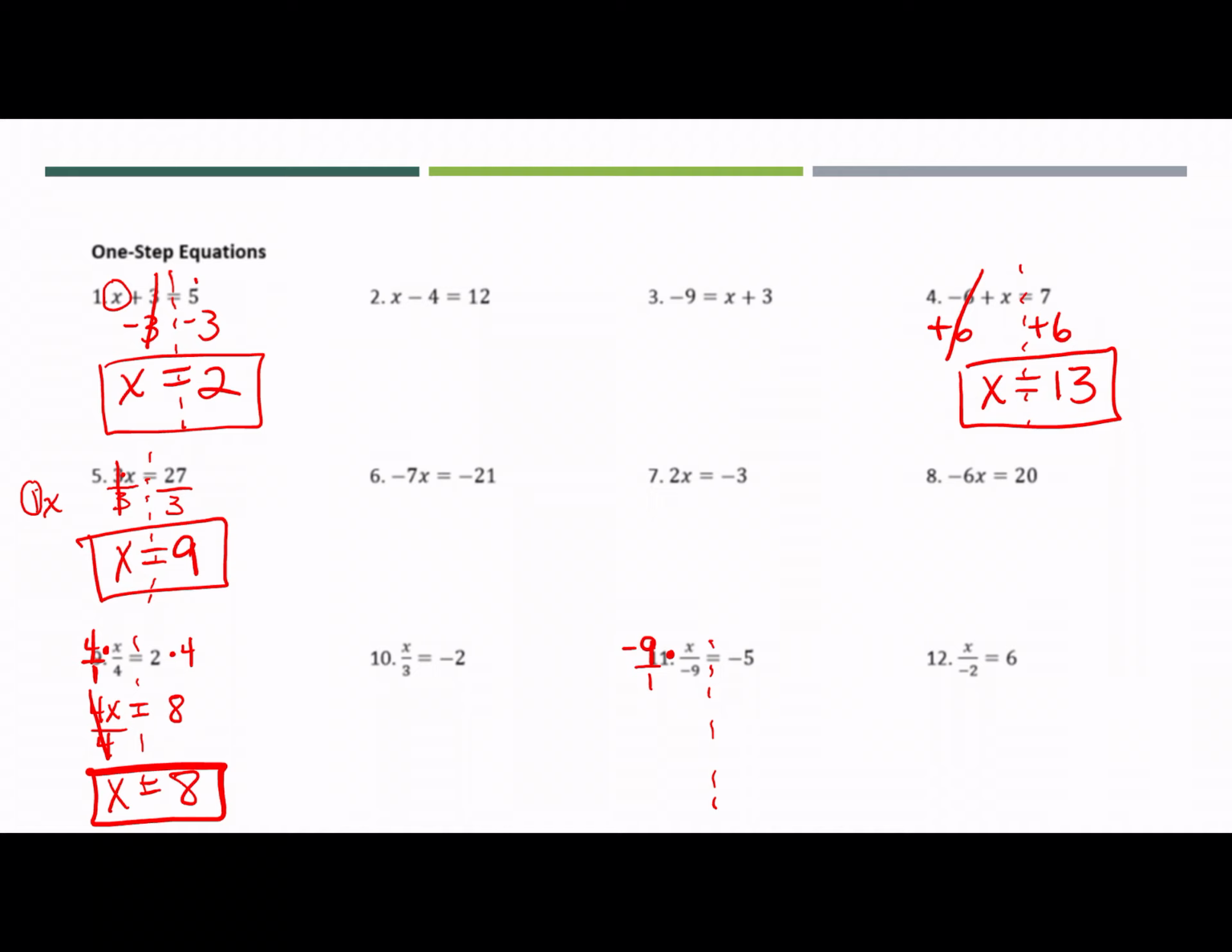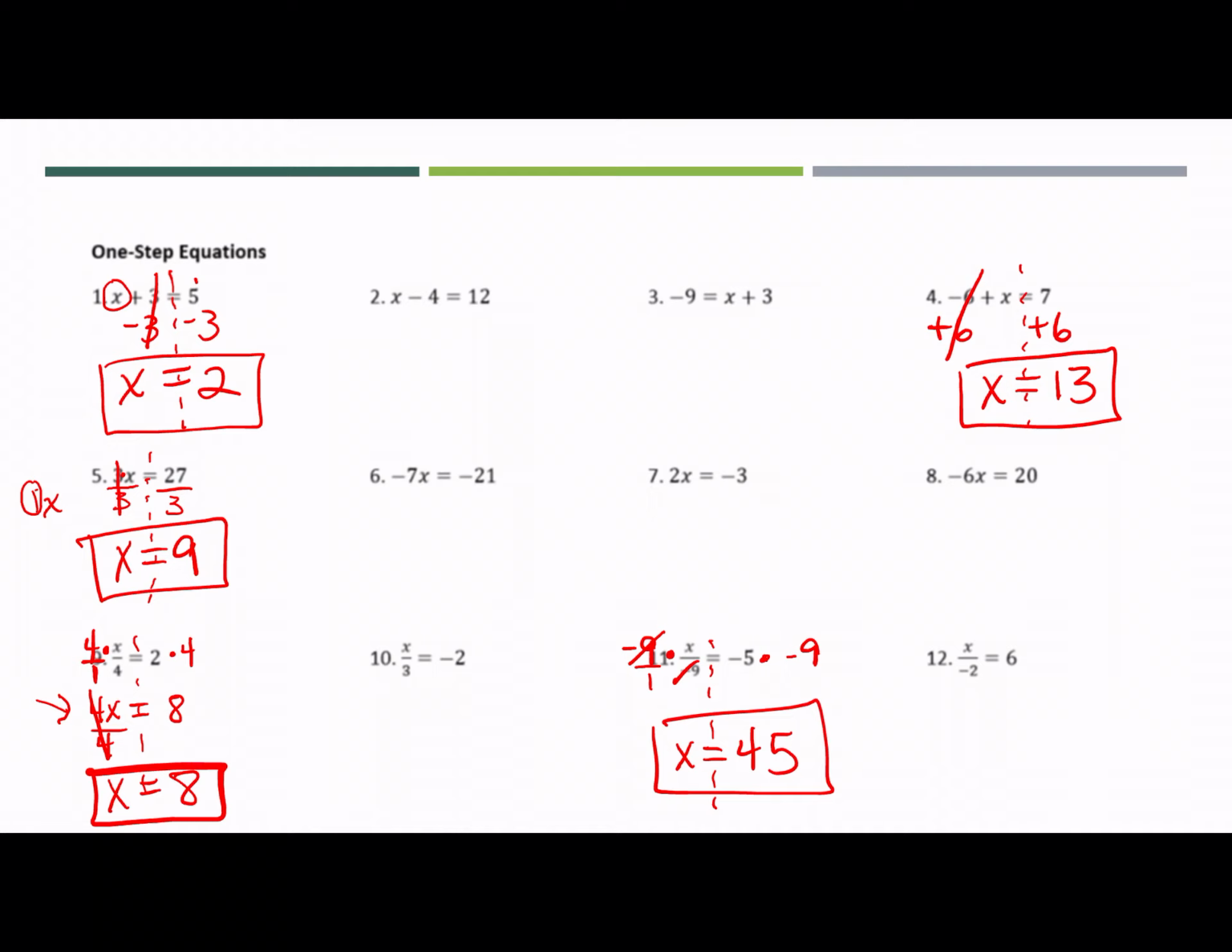Instead of writing this step out here, we don't have to write that out every time. Instead, you can think of the -9 and the -9 canceling right there. And then we just have x over 1 or just x, right? So I'm going to multiply over here by -9 as well on the right-hand side. So -5 times -9 is positive 45.